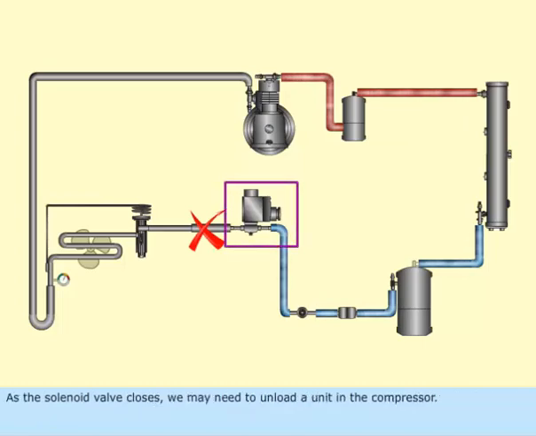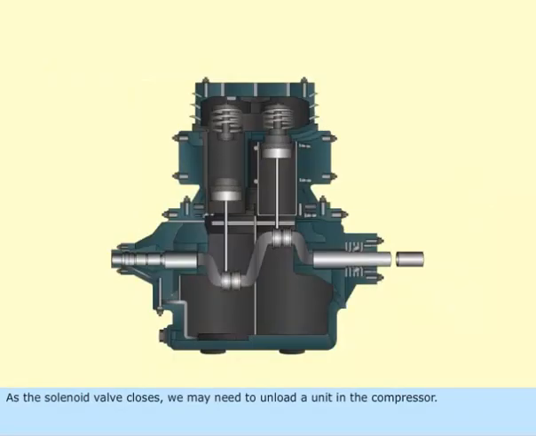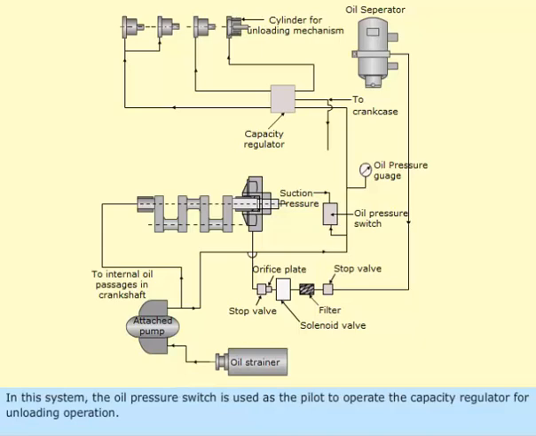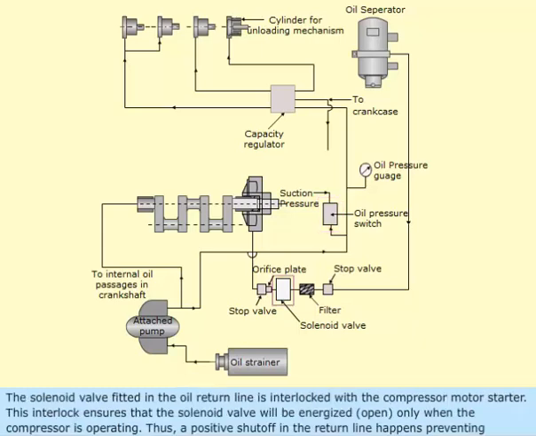As the solenoid valve closes, we may need to unload a unit in the compressor. For that, we need to close the compressor valves by means of a hydraulic mechanism. In this system, the oil pressure switch is used as the pilot to operate the capacity regulator for unloading operation. The solenoid valve fitted in the oil return line is interlocked with the compressor motor starter. This interlock ensures that the solenoid valve will be energized open only when the compressor is operating.